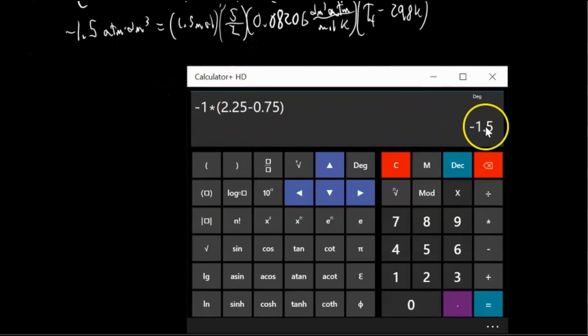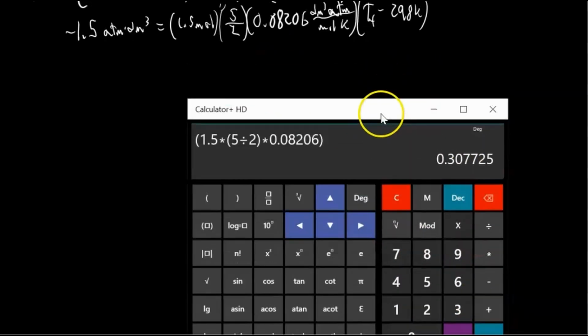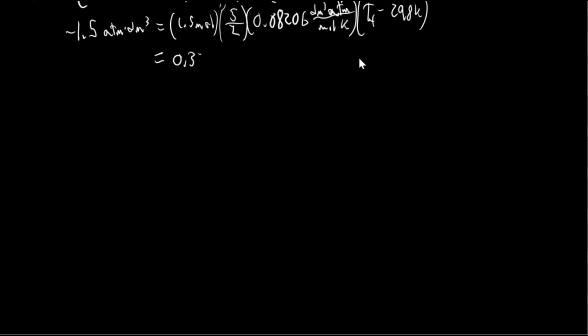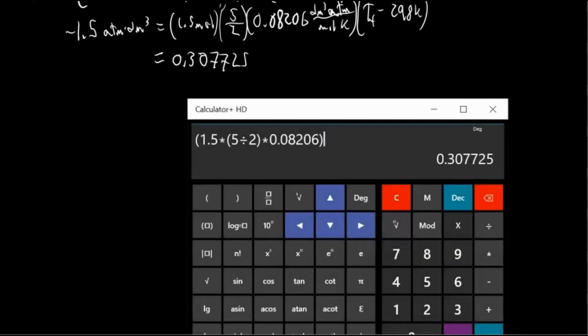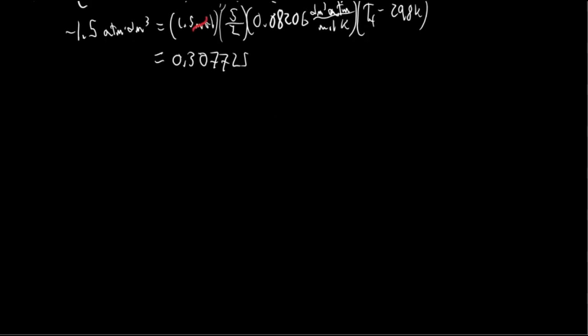So this right-hand side, we have 1.5 times bracket. I don't know how powerful this calculator is, so I better put some brackets in here. Most calculators you don't have to. Over 6. Okay, so 0.307725. Moles cancel out, and I'm going to cancel these atm and decimeters cubed here. We're left with per Kelvin, so Kelvin to the minus 1, times T final minus 298 Kelvin. That equals negative 1.5, unitless, of course.